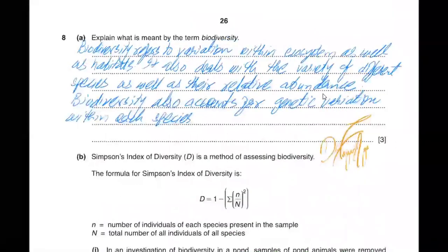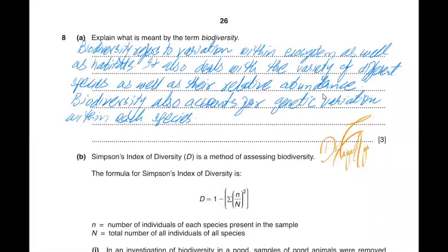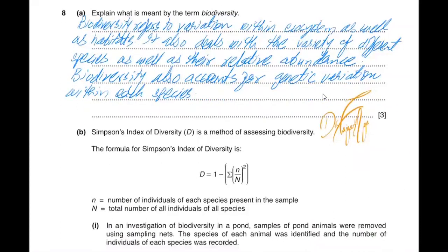We know that biodiversity refers to variation within ecosystems as well as habitats. It also deals with the variety of different species as well as their relative abundance. Biodiversity also accounts for genetic variation within each species. So you need to cover all these aspects in your answer because it's a 3-mark question. All these aspects of biodiversity must be addressed.